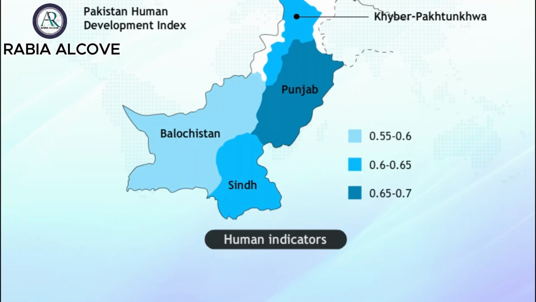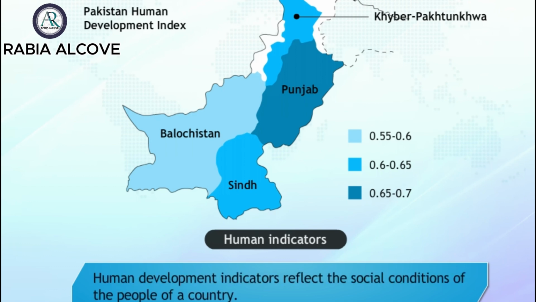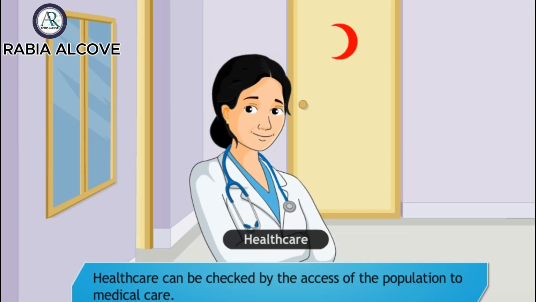An important way to calculate development is by using the Human Development Index, or HDI, which was created by the United Nations in 1990. Human development indicators reflect the social conditions of the people of a country. Each year, three things are measured: life expectancy at birth, education, and per capita income. Healthcare can be checked by the access of the population to medical care, the quality and the cost of available healthcare, and the rate of spread of diseases.